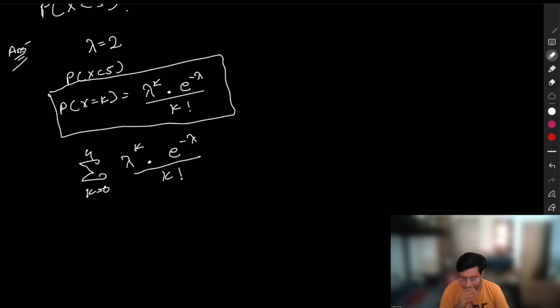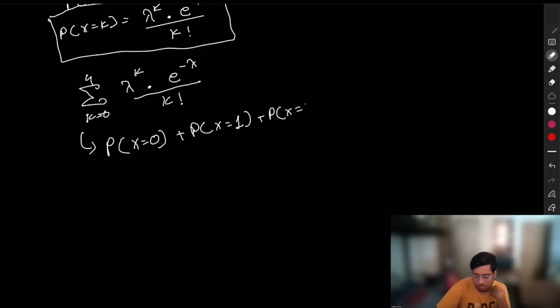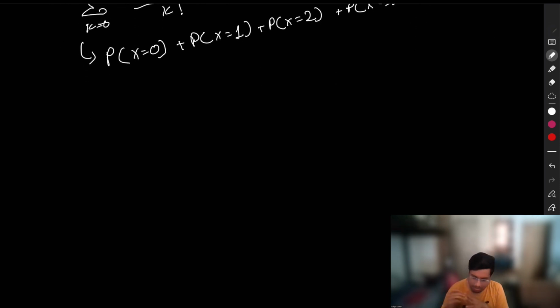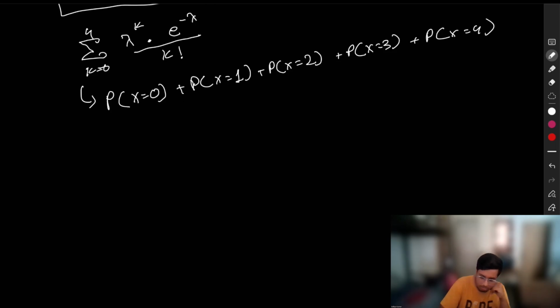Some of you might not understand this. What this means is we have to find the probability of x equal to 0 plus probability of x equal to 1 plus probability of x equal to 2 plus probability of x equal to 3 plus probability of x equal to 4. So this is the method to solve this question. Let's find out the concrete answer of this question.